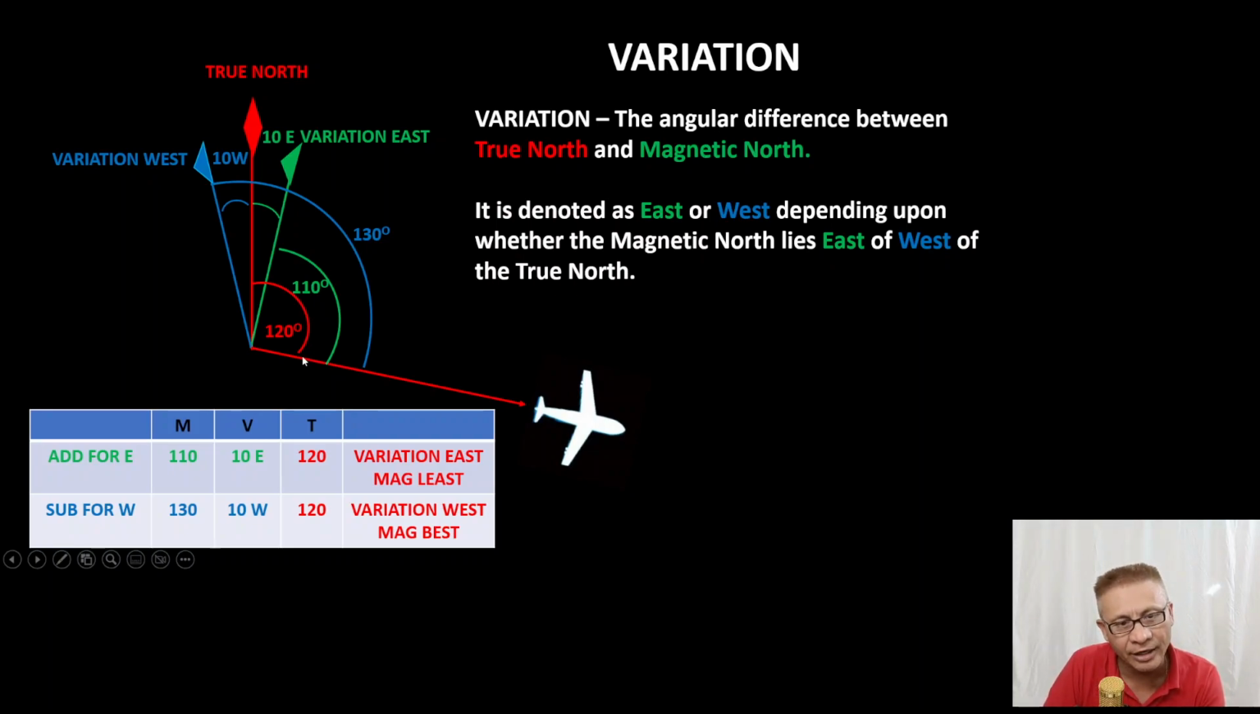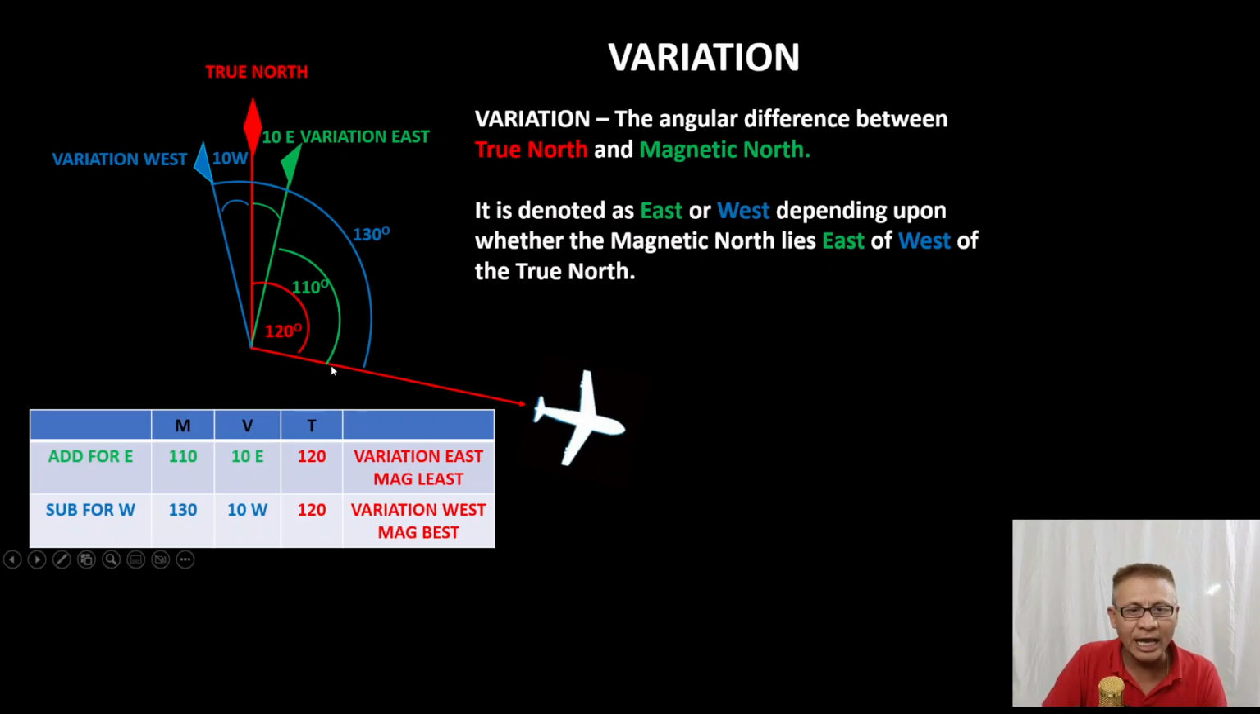So the aircraft heading is 120. Let us assume that the magnetic north lies towards the east of the true north. So what will we say? That the variation is east. So if I start measuring the direction or the heading from this magnetic north, then the line shown in green will be slightly lesser than the line shown in red. By how much? By 10 degrees. So the magnetic heading of this aircraft is 110.